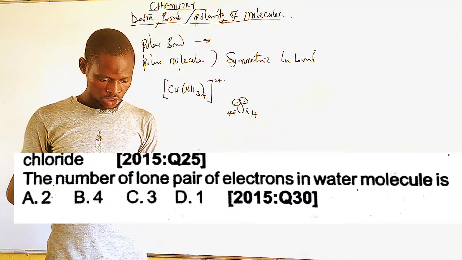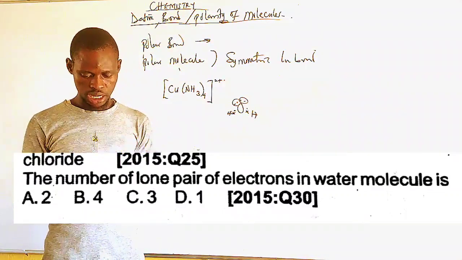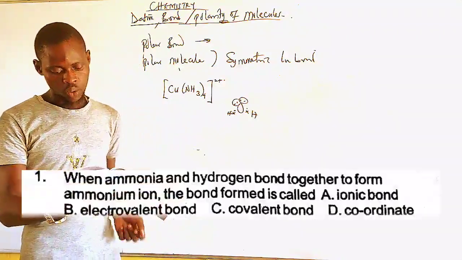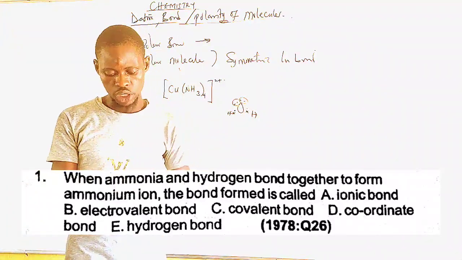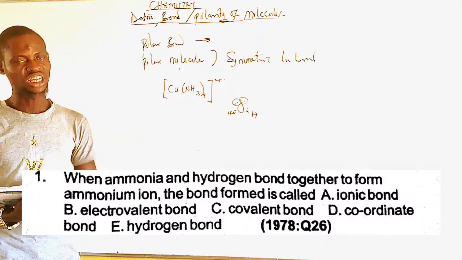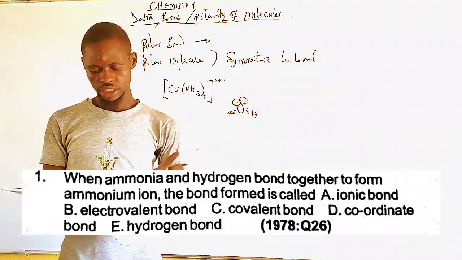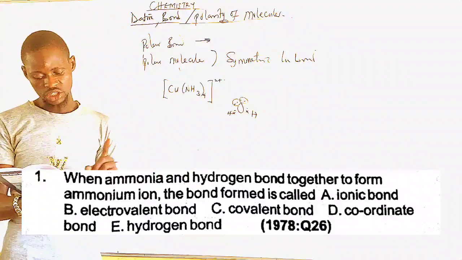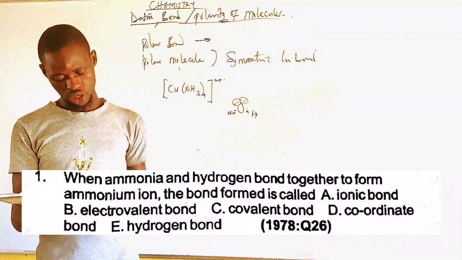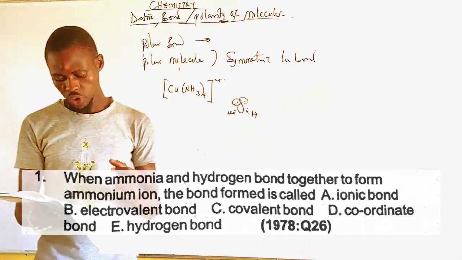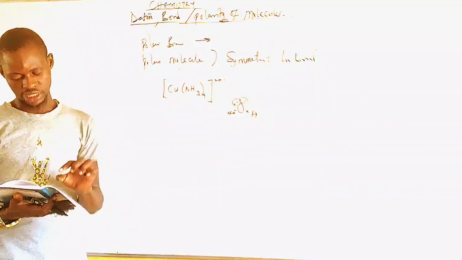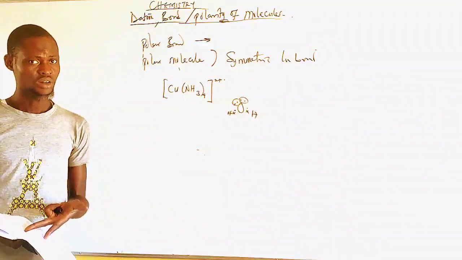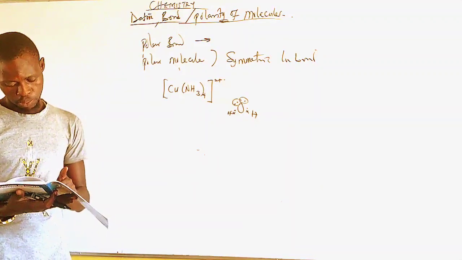Let me give this question. They said when ammonia and hydrogen ion bond together to form ammonium ion, the bond formed is called what kind of bond? Not hydrogen, it is hydrogen ion, you should know that. The bond formed is known as coordinate covalent bond. That should be the answer. Coordinate covalent bond, because it is between a compound and an ion.